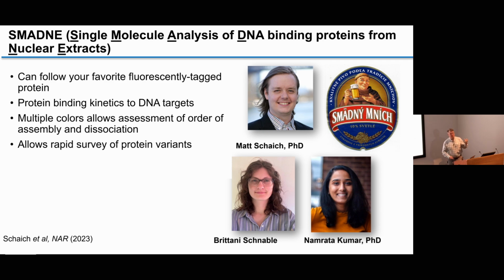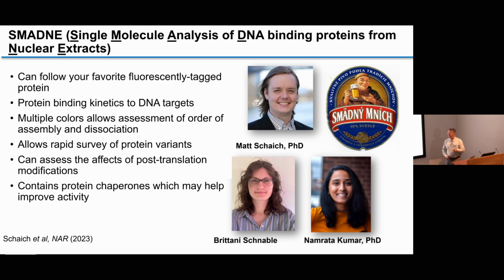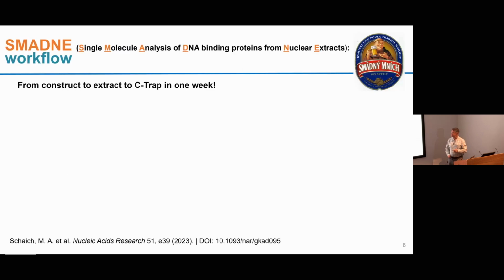What we love is we can rapidly just mutate the plasmid and then express variants. We can look at post-translational modification. And a bonus that we didn't expect, but looking back, we should have: when we did mass spec on our nuclear extracts, two of the top 10 proteins were heat shock protein 90 and heat shock protein 70, which keep your proteins happy for hours at room temperature.